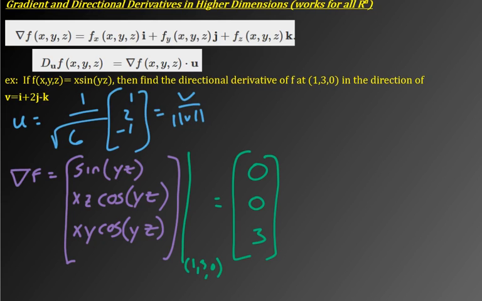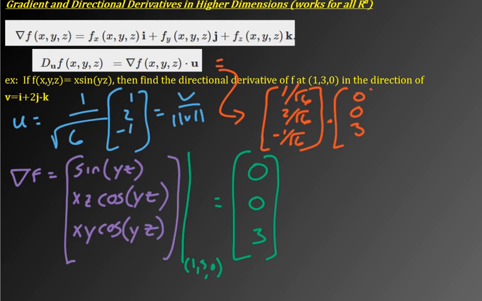So now we just go ahead and do the dot product. So we have 1 over square root of 6, 2 over square root of 6, negative 1 over square root of 6, all of that dotted with (0, 0, 3). And it's always nice when you dot product with 0 because you can basically just ignore them, and then you would get that as the directional derivative of f at that point in the direction of (1, 2, -1).